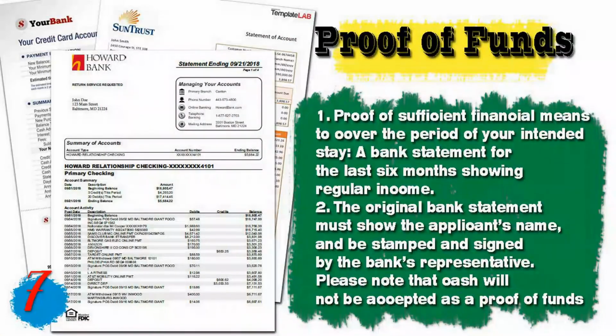Number 7, you will need a proof of funds. You will also need a proof of sufficient financial means to cover the period of your intended stay. A bank statement for the last 6 months showing regular income. The original bank statement must show the applicant's name and be stamped and signed by the bank's representative. Please note that cash will not be accepted as a proof of funds. In case you don't have a bank account, a proof of any assets can also be presented.